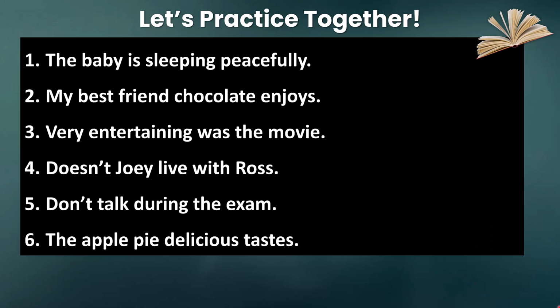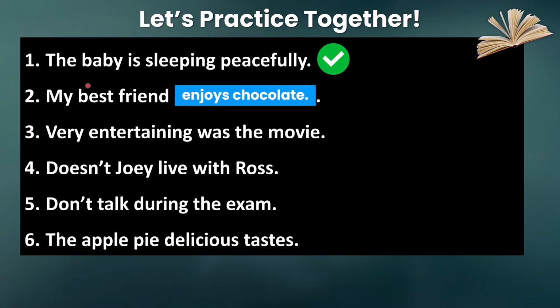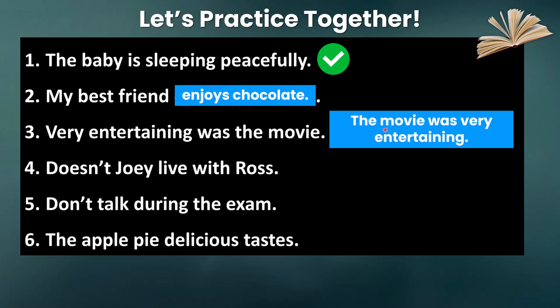Okay, let's correct these together. Number 1 is correct as it is. We have the subject, the baby, the verb is sleeping, and then the adverb peacefully. Number 2 is incorrect. It should be my best friend enjoys chocolate, not chocolate enjoys. That's because we have the subject, then the verb, and then the object at the end. Number 3 is also incorrect. It should be the movie was very entertaining. The movie is the subject, and very entertaining is the complement.